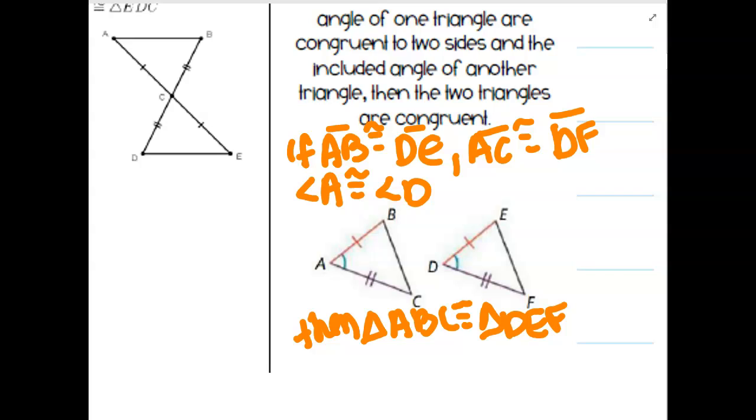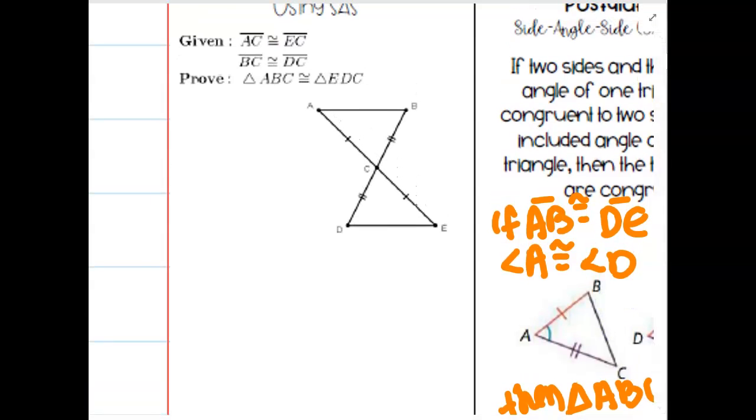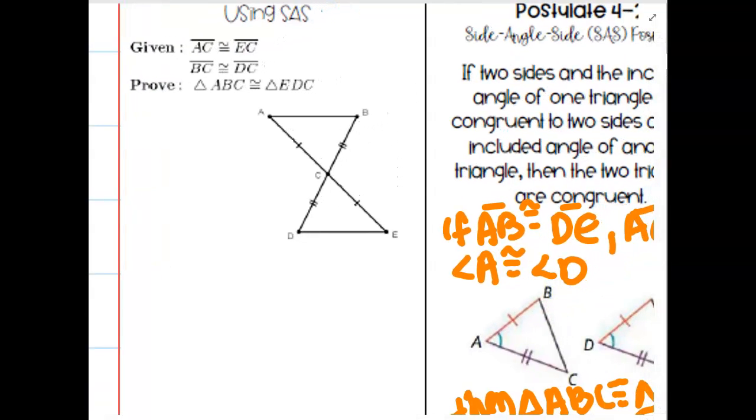So let's do the same thing. Let's jump over here and see if we can prove that these two triangles are congruent using side-angle-side. Once again, I think it helps to talk through it first. They tell me that AC is congruent to EC, BC is congruent to DC. I want to prove triangle ABC is congruent to triangle EDC. So they tell me I have two sets of congruent sides. I need a congruent angle, but remember, it has to be the included angle. It has to be the angle in between those two sides. So it has to be this angle and this angle.